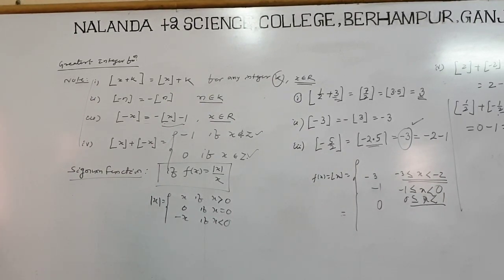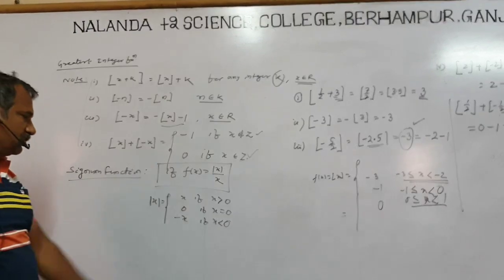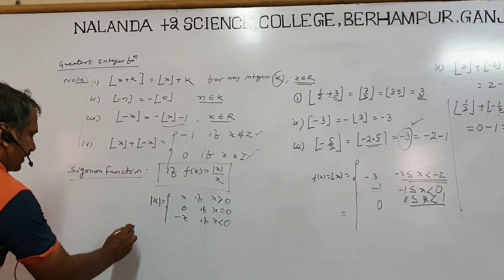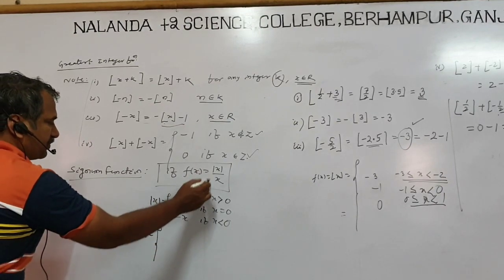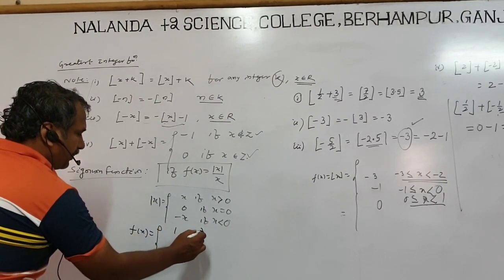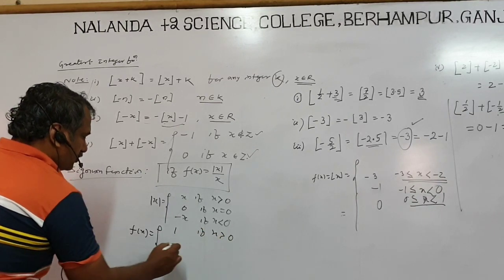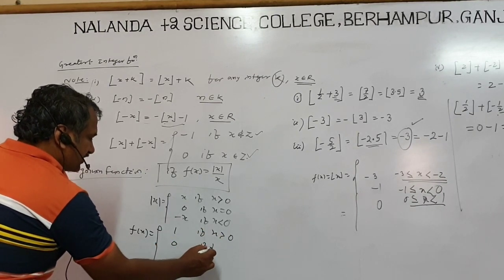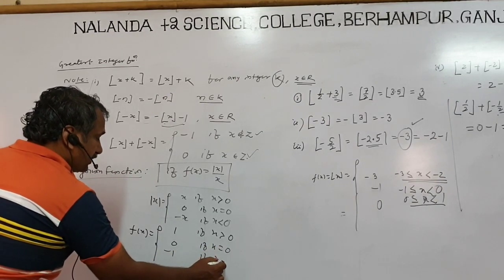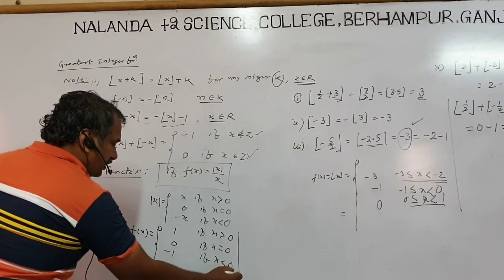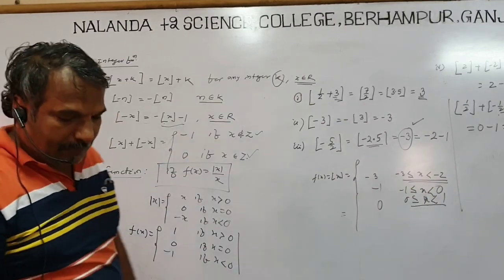Now what is f of x? If you combine these two, f of x equals x by x, which is 1 if x is greater than 0, 0 if x equals 0, minus 1 if x is less than 0. Now this is a signum function.